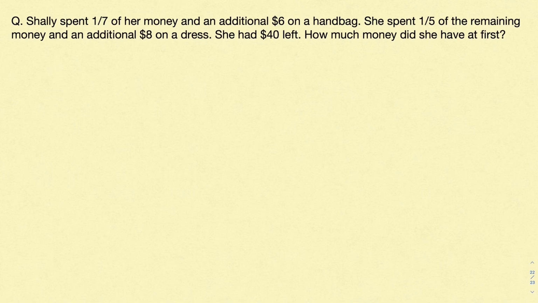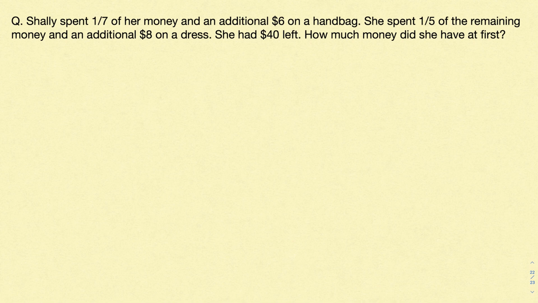So today we are going to solve an interesting word problem on fraction. Let's start with reading the question first. Shally spent 1/7 of her money and an additional $6 on a handbag. She spent 1/5 of the remaining money and an additional $8 on a dress. She had $40 left. How much money did she have at first?